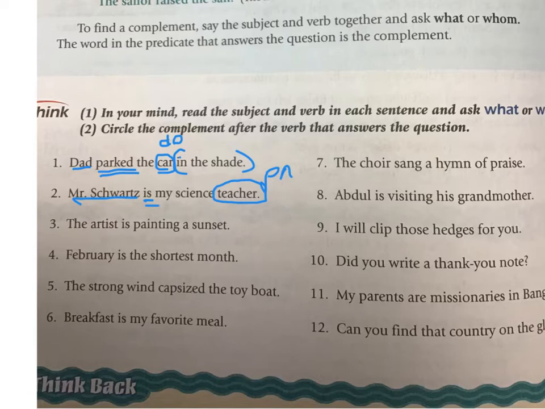So let me say it one more time. If you have a complement that follows a linking verb, it's either going to be a predicate nominative if it's a noun, or a predicate adjective if it's an adjective. If you have an action verb and you have complements following an action verb, it's either going to be a direct object or an indirect object. And we're going to look at this clearly throughout this week and next week.